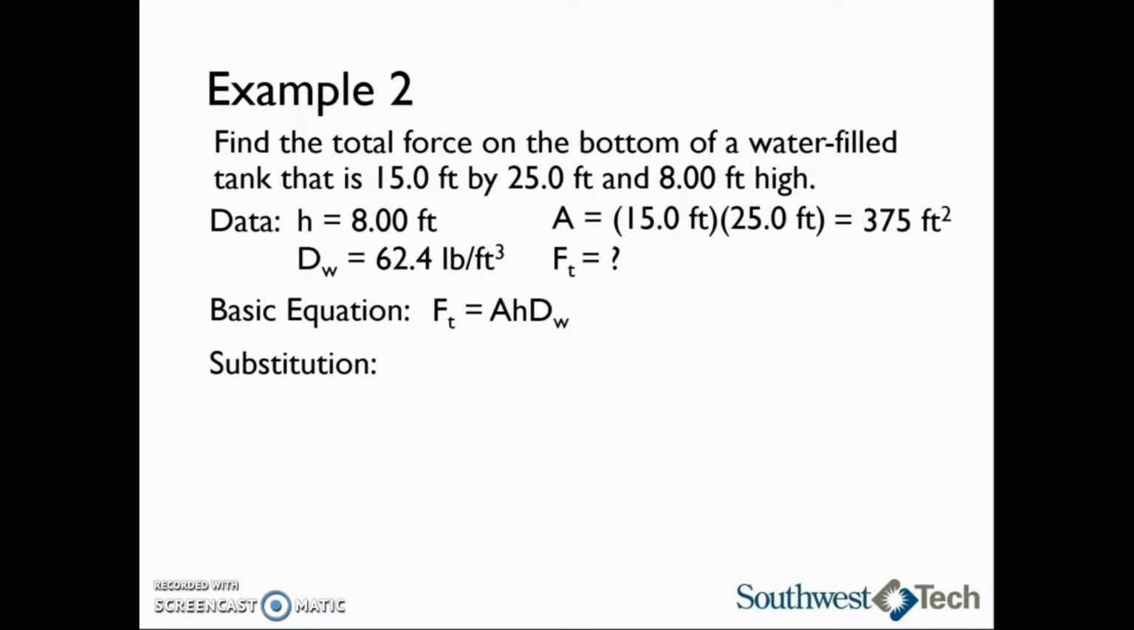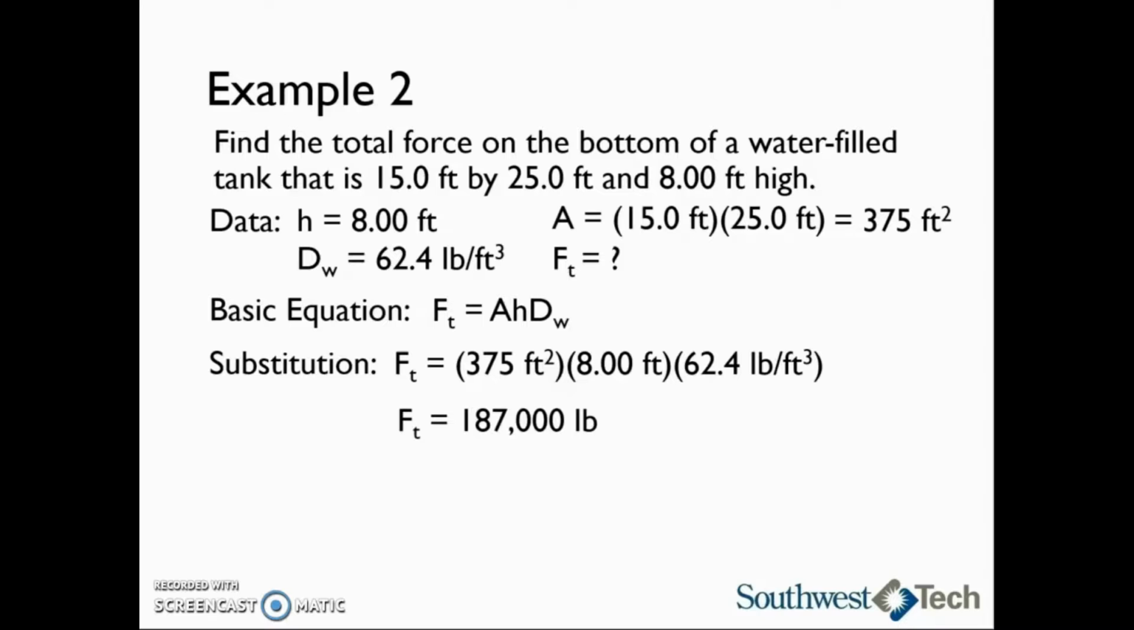Next, we will substitute to see that F sub T is equal to 375 square feet times 8.00 feet times 62.4 pounds per cubic foot. This gives us a total force of 187,000 pounds. This concludes our discussion on total force and hydrostatic pressure.